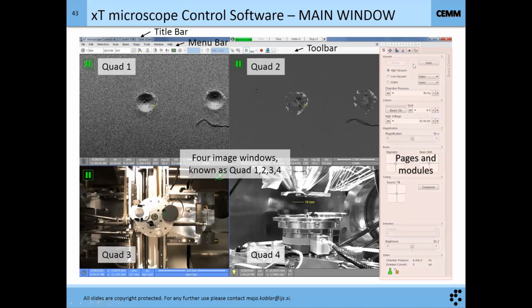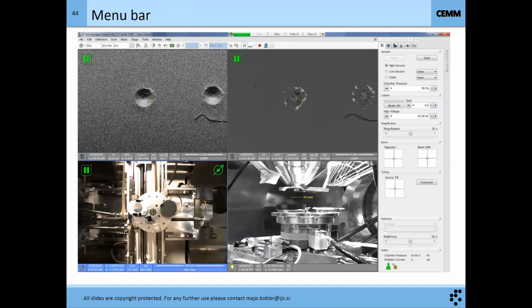The pages and modules are here, and it's really easily represented. The detectors have the eye, this is for the electrons, and this is for navigation, stuff like that. This is for the beam deceleration and alignments. Above them are scanning presets. This is like photo 1, photo 2, slow scan 1, 2, for example.